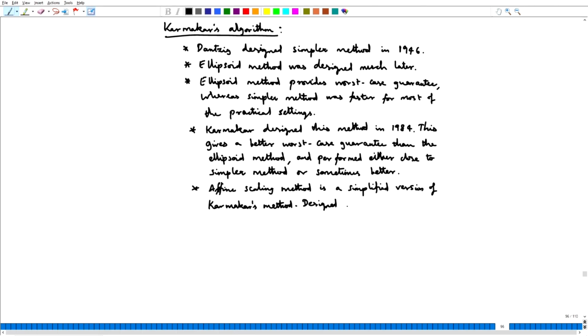Designed in 1985. Okay. So, the simplification was because this gives a better intuition of what is actually happening than Karmarkar's method. So, it gives a better intuition to understand the algorithm.